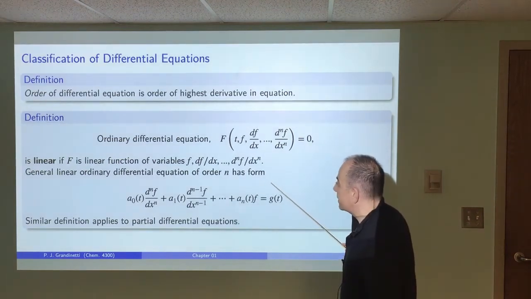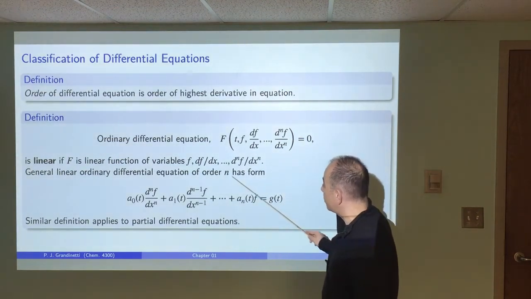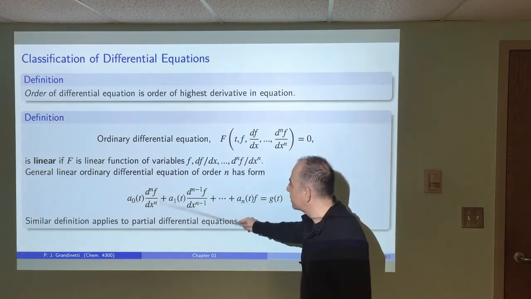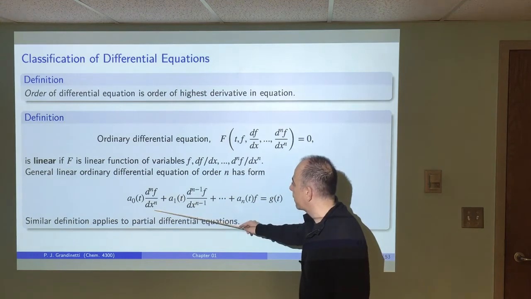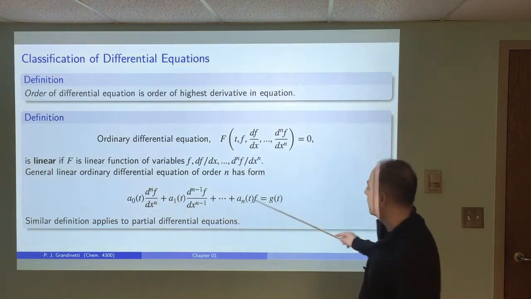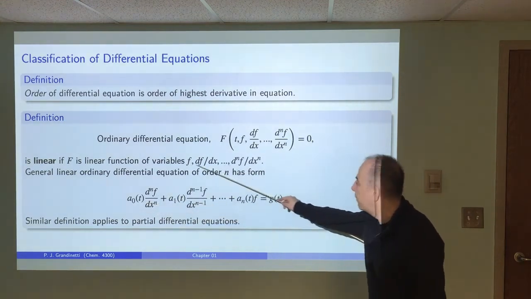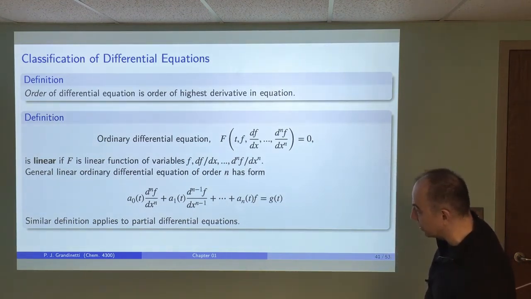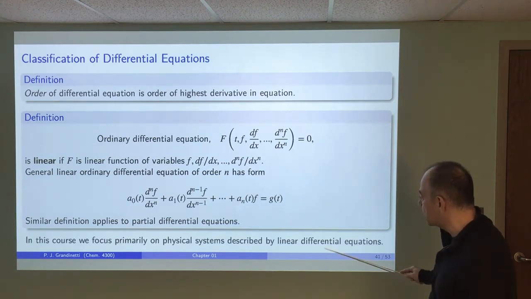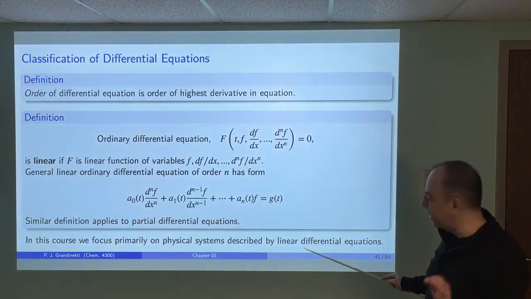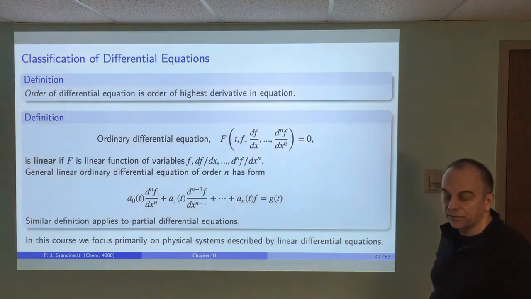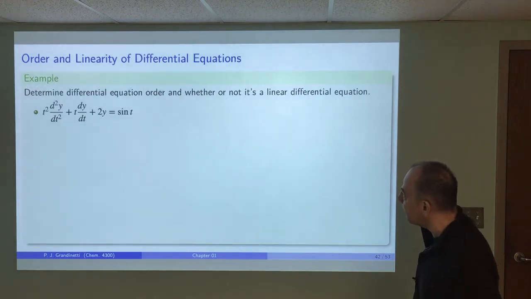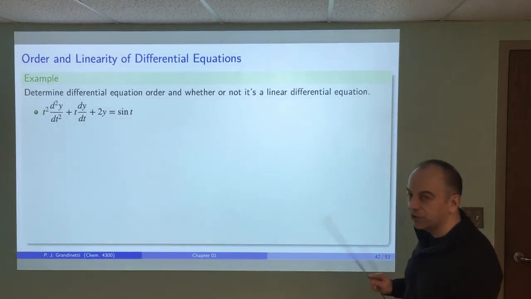So generally then we would say a linear ordinary differential equation of order n is going to have this kind of form here. So there's the highest derivative here, and then all of these guys are linear in terms of the function or its derivatives. And the same definitions will apply to partial differential equations. All right. In this course, we're going to be dealing primarily, almost exclusively, with linear differential equations, which will be much easier to solve. So let me just run through some examples to make sure you get that.